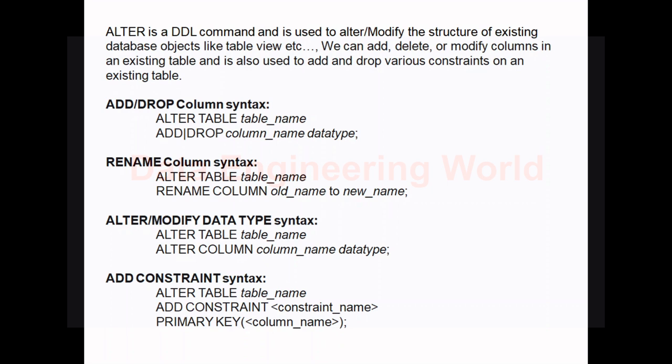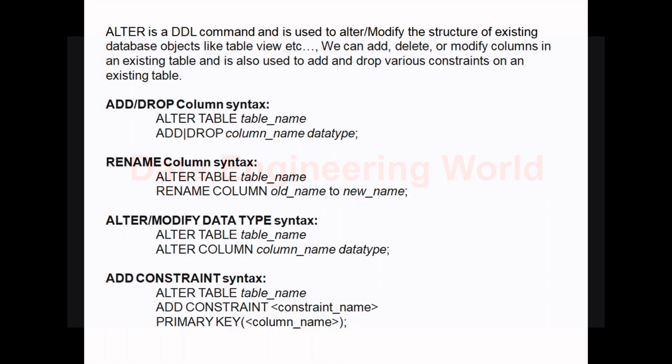The second syntax is to rename the column of an existing table. To rename the column, we have the syntax alter table, which is our keyword, followed by the table name. Then we use the keywords rename column, and we mention the old column name, which is our existing column name in our table, and then to, which is again a keyword, followed by the new column name.